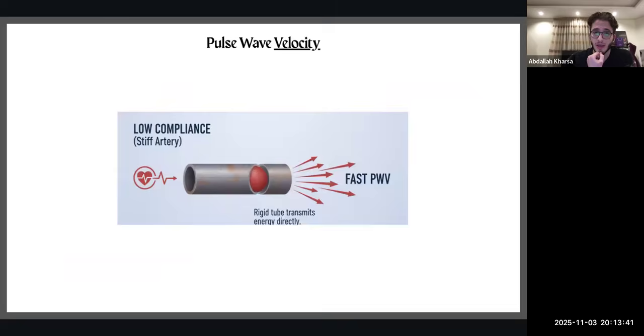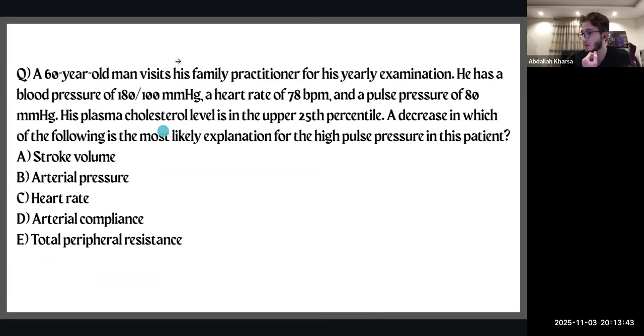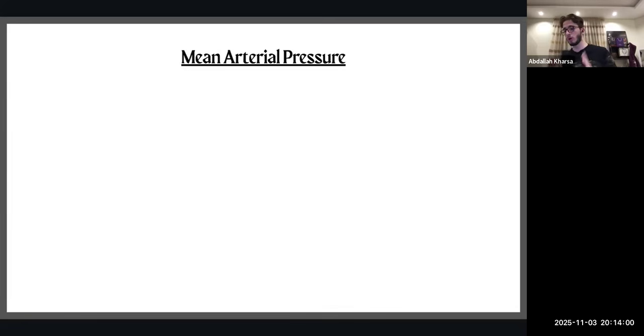When you see a case like this, a long question like this, I want you to look at the things that stand out to you. He's old. His high pulse pressure. Why? Because of his high cholesterol and his age. Straightforward. So he has lower arterial compliance, so his pulse pressure is high. Is this clear? Do I move on? All good? I'm going to keep going.